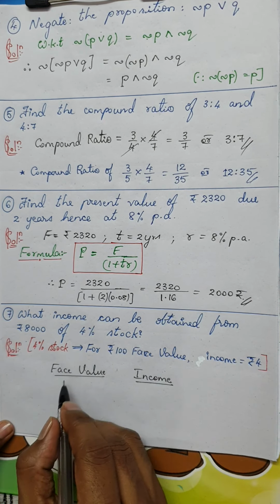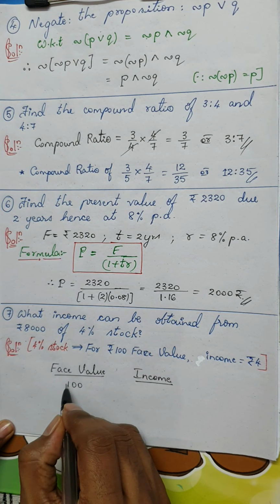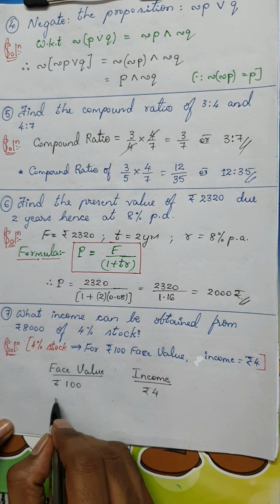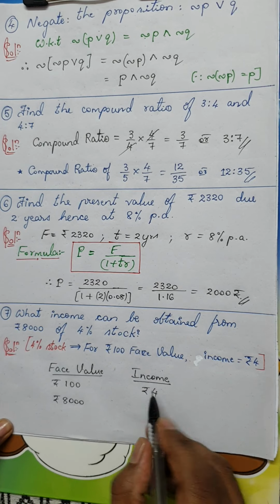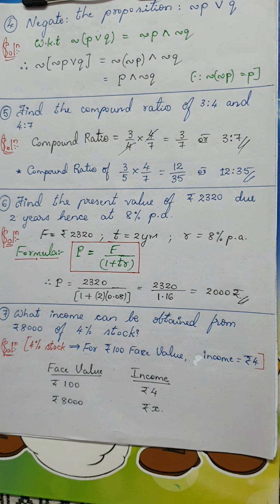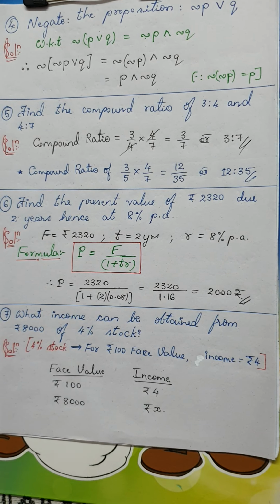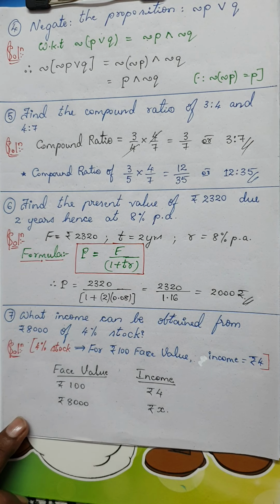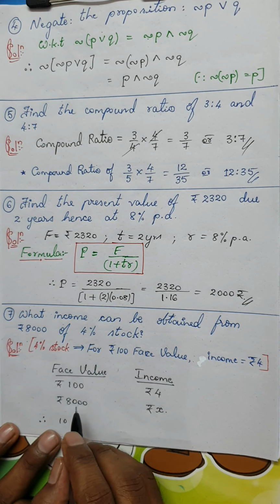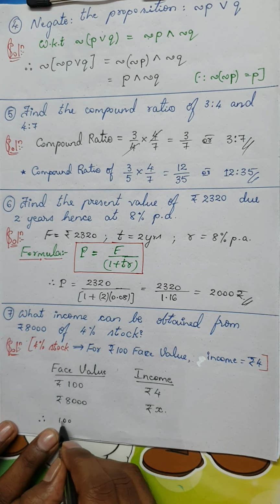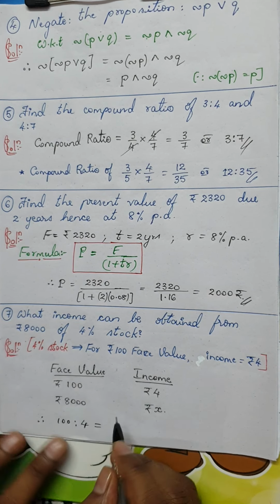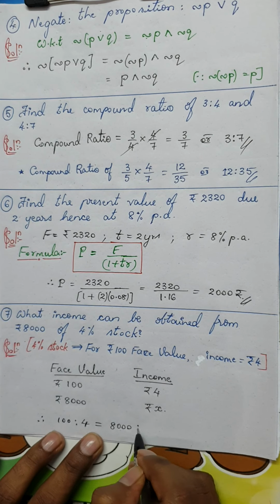So noting it down, for rupees 100, the income is rupees 4. In the same way, for rupees 8000, I have to find out the income. Let me call it rupees X. So we know these are in direct proportion, isn't it? So if one increases, the other one will also increase. Since it is in direct proportion, how do we write? We write 100 is to 4 as 8000 is to X.